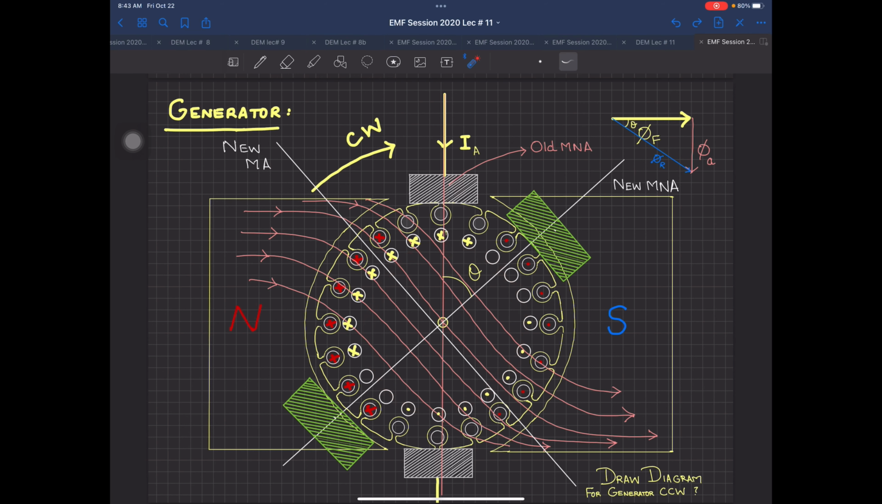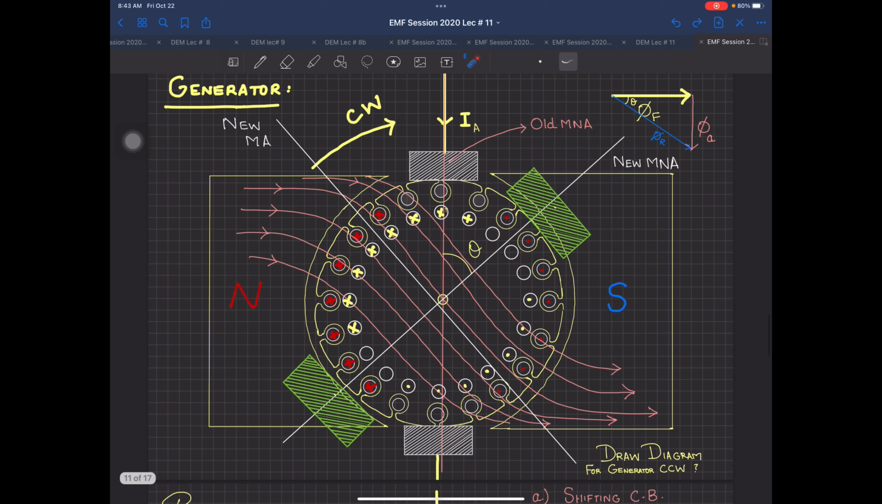I have drawn 3 diagrams. Please kindly draw this diagram of counterclockwise for the generator. These 4 diagrams can be asked in your exam to actually explain how the armature reaction is going to have a redistribution of charges and how phi R is going to be created. Okay, I have drawn these three diagrams. You can easily draw it for the counterclockwise direction yourself over there.